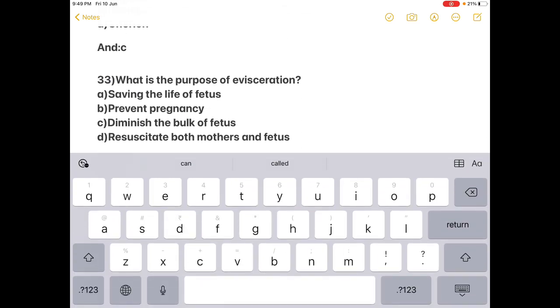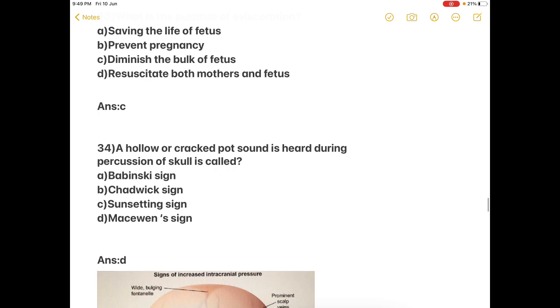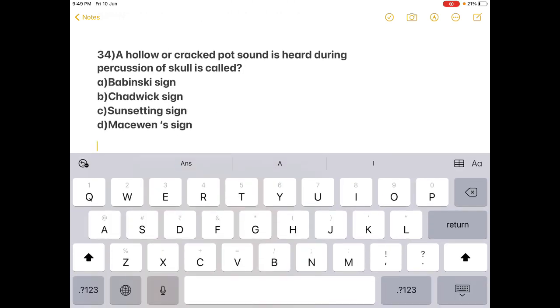What is the purpose of evisceration? Option A, saving the life of fetus, option B, prevent pregnancy, option C, diminish the bulk of fetus, option D, resuscitate both mother and fetus. The correct answer here is C, diminish the bulk of fetus. This is also a very commonly asked question.